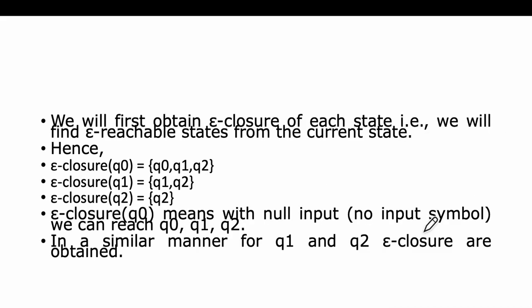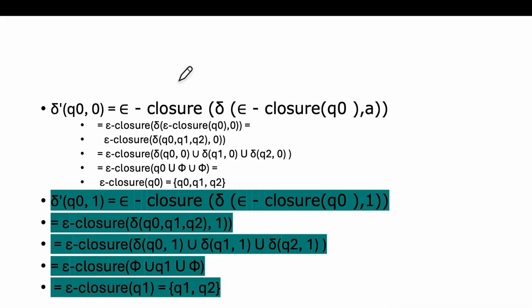Now the next thing we have to do is find the transition for each state on input 0. Now how many states are there? We have 3 states. So we have to do Q0 on input 0, on input 1, on input 2, because input symbols are 3. Q0 on 0, Q0 on 1, Q2 on input 0, Q2 on input 1, Q2 on input 2. This is how you are going to do it.